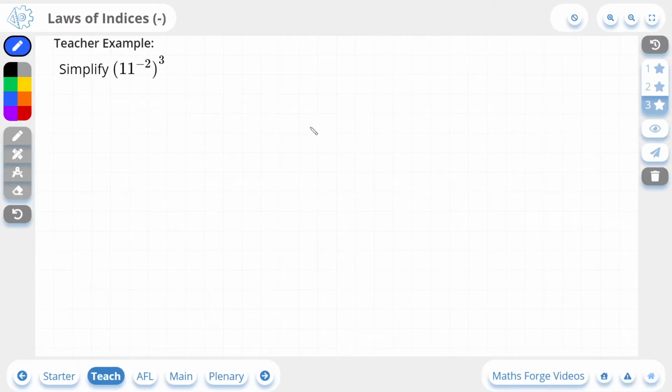Now let's do a 3-star example. Here we have 11 to the power of negative 2 in brackets raised to the power of 3. So our third law of indices was that if you have a base number to a power that's being raised to another power, you simply end up with the same base number but with the powers multiplied together. So if we apply that to this example, we should get the following.